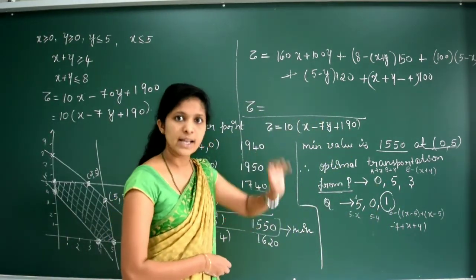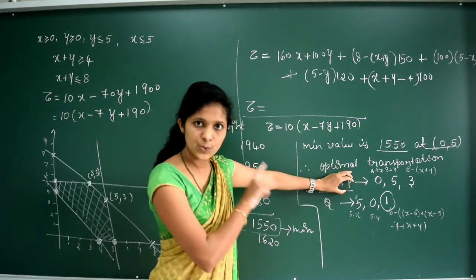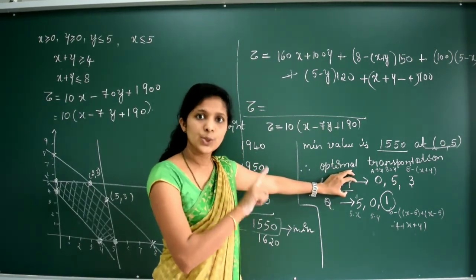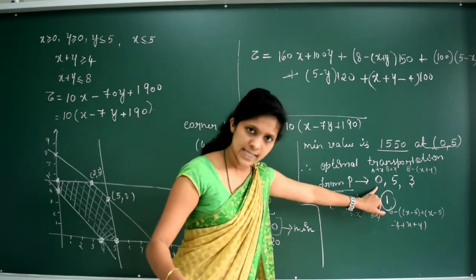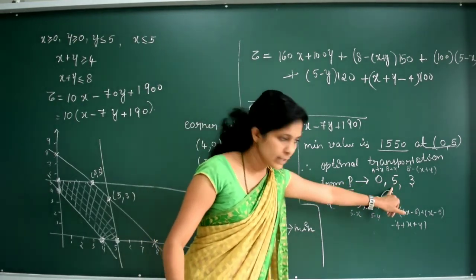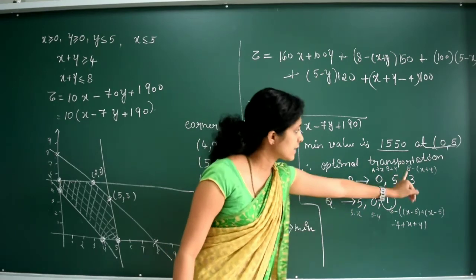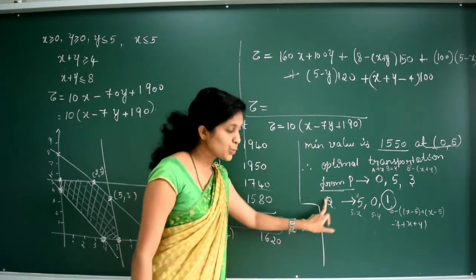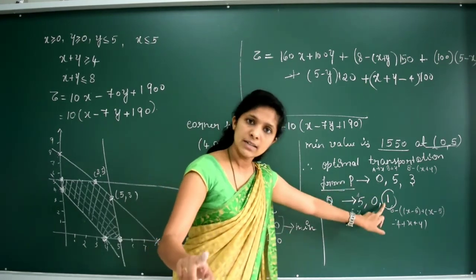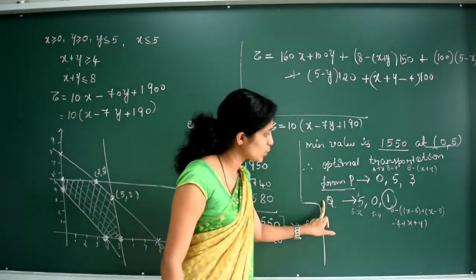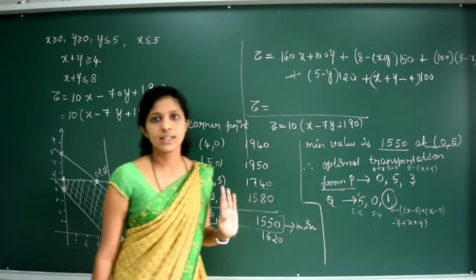That means the factory P should transport the commodity: from P to A will be 0, from P to B will be 5, from P to C will be 3 units, from Q to A is 5 units, from Q to B will be 0 units, and from Q to C will be 1 unit.